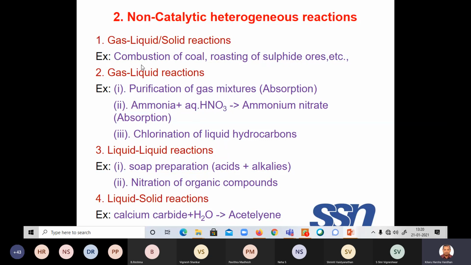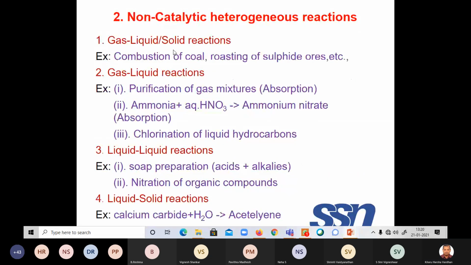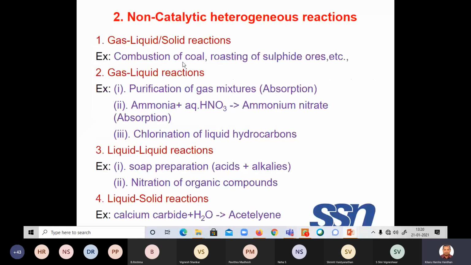Combustion of coal. Coal is a solid. On burning, it will give you carbon dioxide. That is a gas. Again, roasting of sulfide ores. This is one more example of gas solid reactions. Again, this gas solid is different. This gas solid is different. This gas solid is taking place in the presence of a catalyst, whereas here the gas solid is taking place in the absence of a catalyst.